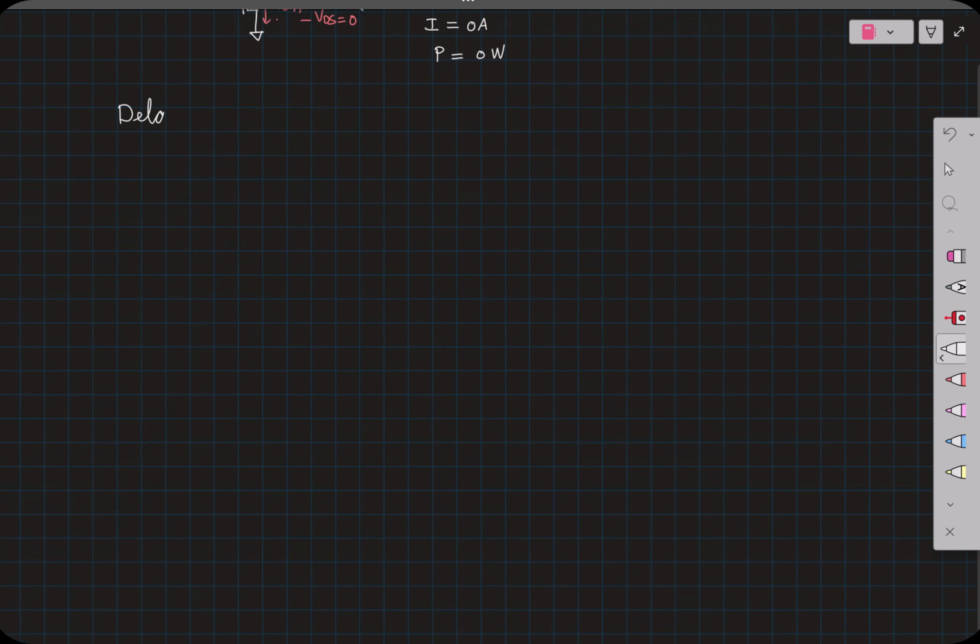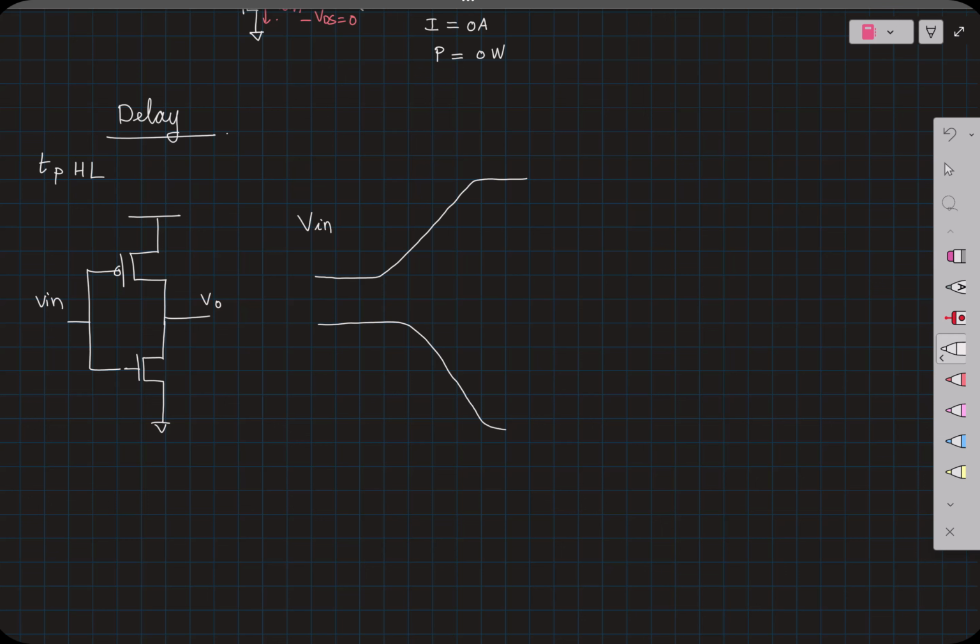Let's assume that you had a rising edge like this. So this is your Vin, and let's say this is your falling edge. This is your Vout. Right? How do I measure delay? What is the definition we have used for the propagation delay?